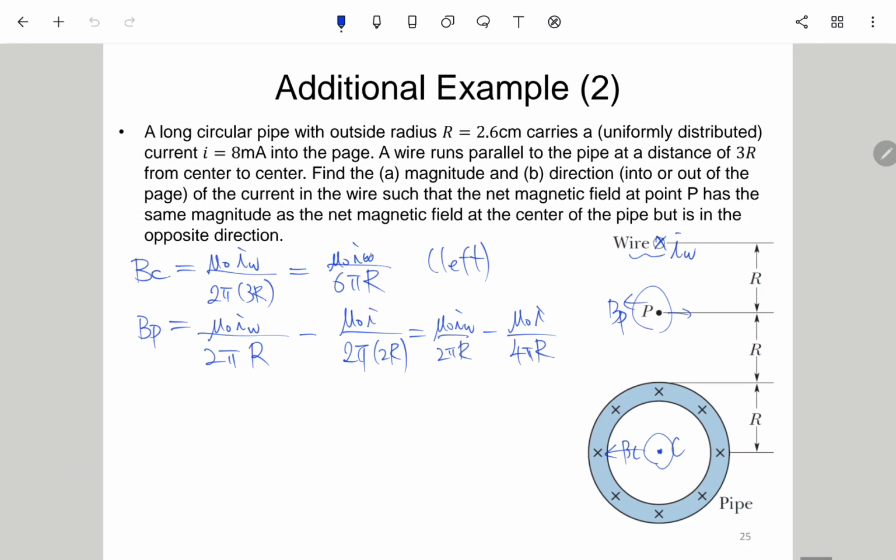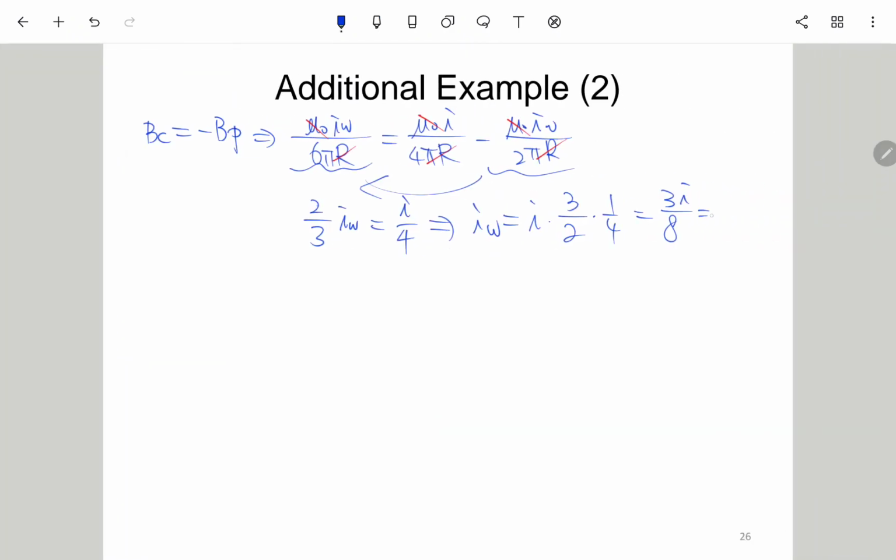And what is I? I is this 8 mediate. So it is actually 3 over 8 times 8, which is 3 mediate, a positive value. Just as I mentioned, if it is a positive value, it means it follows the direction we assumed. So IW is going into the page.